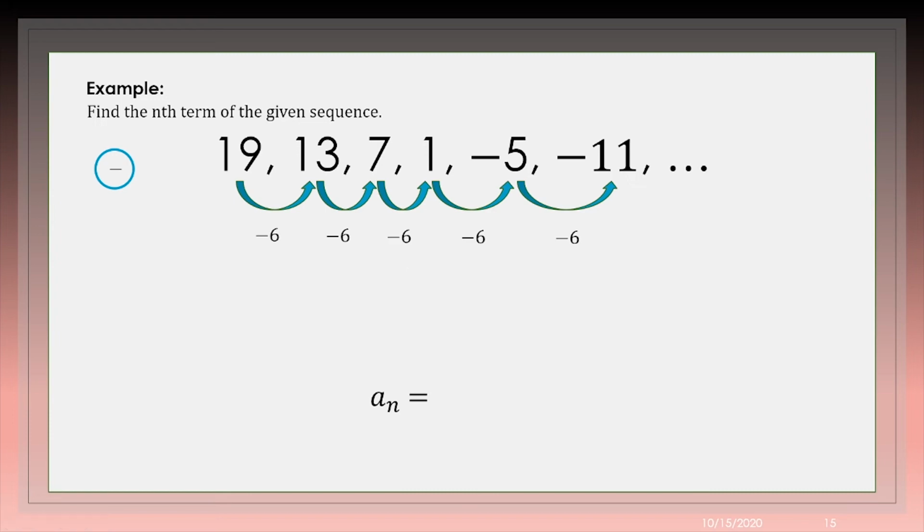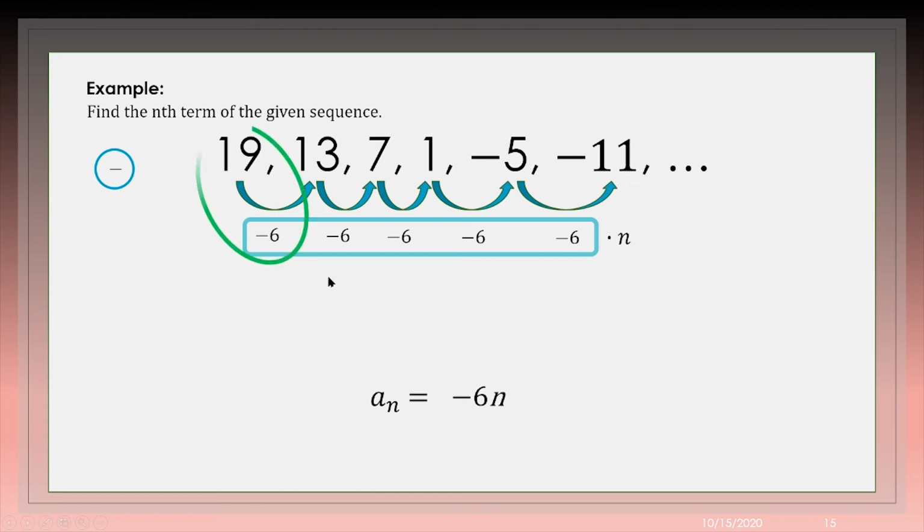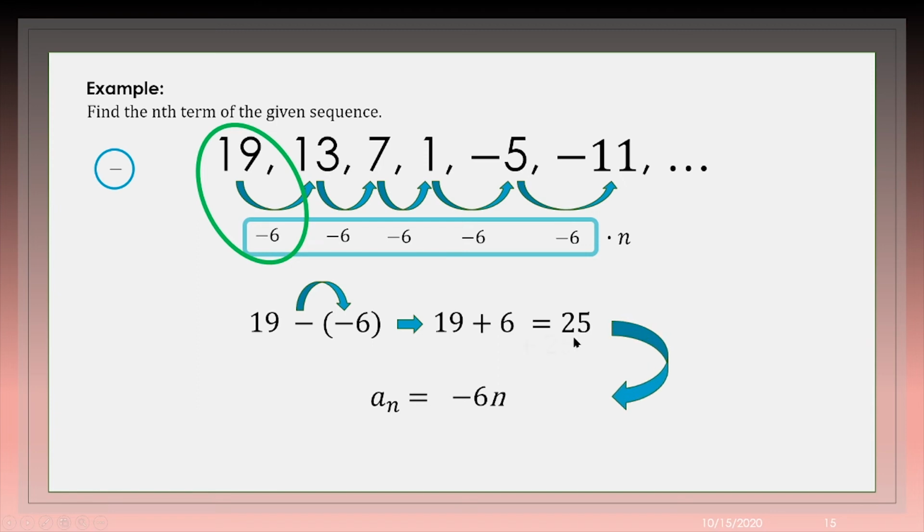So, anong gagawin natin? We need to multiply it by n. So, negative 6 times n is negative 6n. Then, to find the second term, you need to subtract the common difference from the first term. So, it will become 19 minus negative 6. Distribute the sign. Negative times negative, magiging positive. So, it will become 19 plus 6 is equals to 25. And the second term is 25. So, the value of a sub n is negative 6n plus 25.